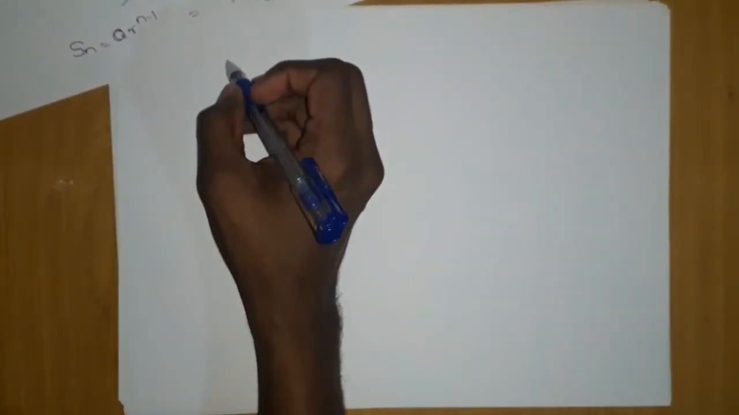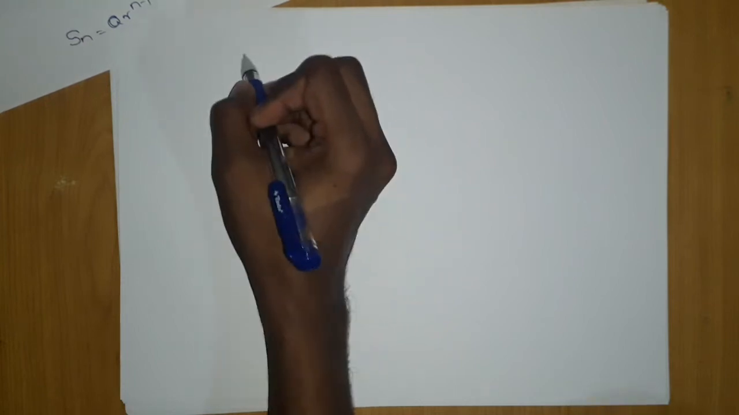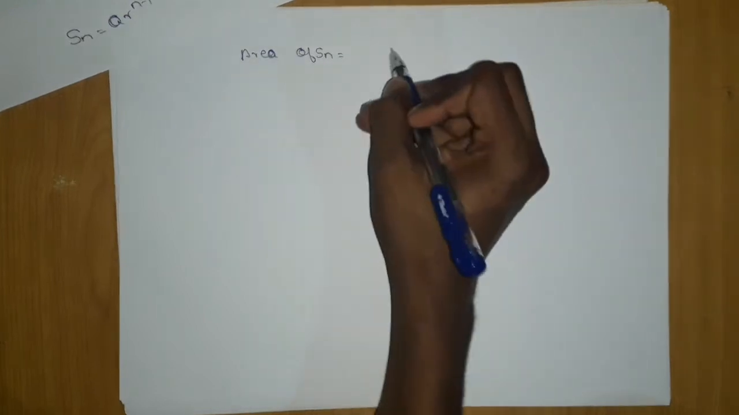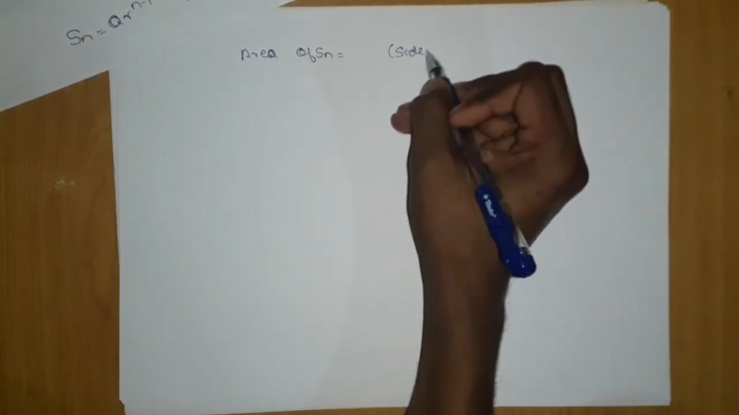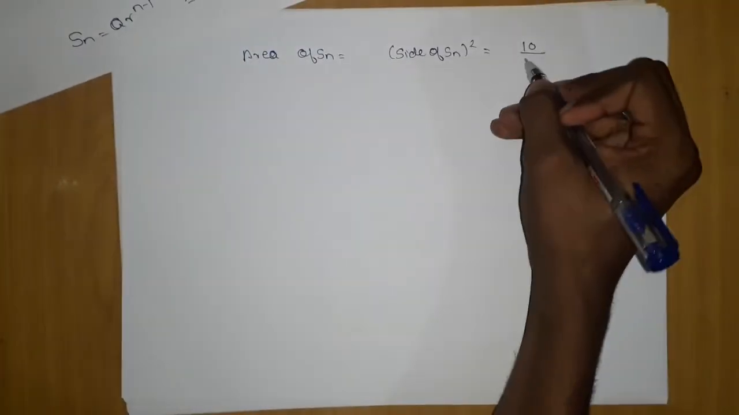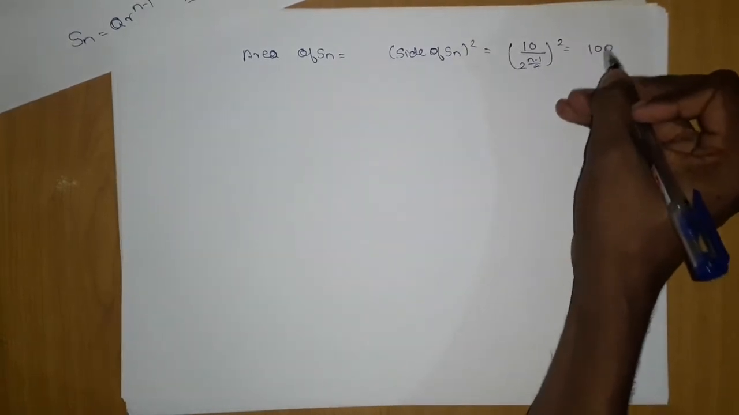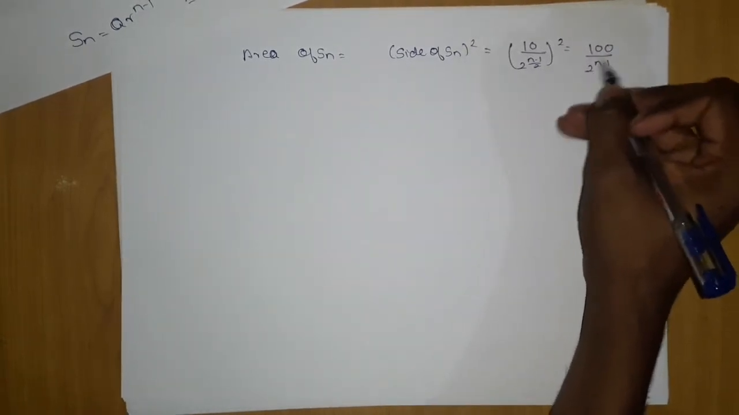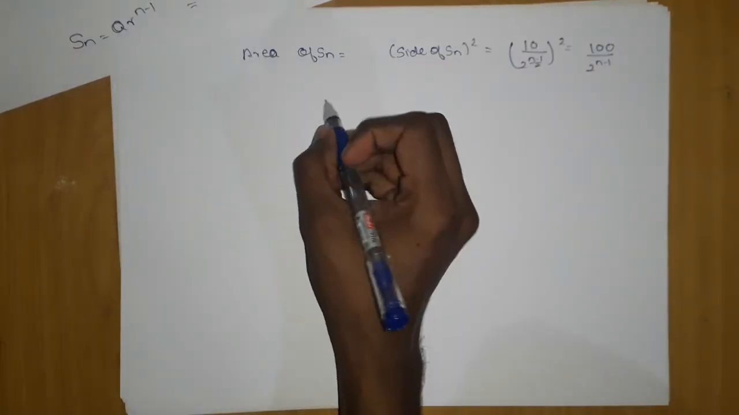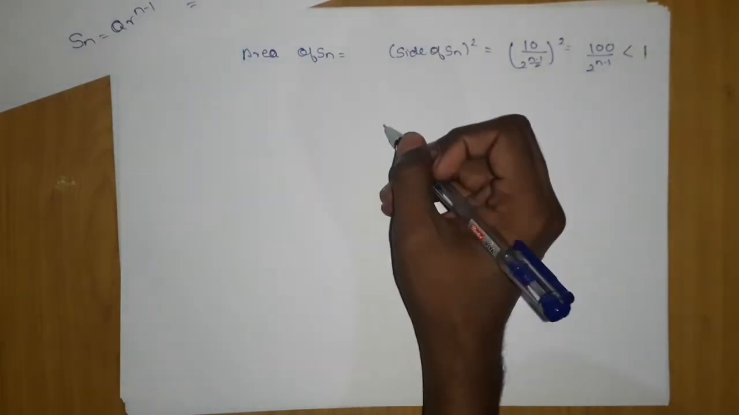Here if you observe, they're telling that the area of Sn is less than 1 square centimeter. The area of Sn will be side square, the side of Sn squared, but we know the Sn side is nothing but 10 upon 2 power n minus 1 by 2, the whole square, which will give me 100 upon 2 power n minus 1. This square will cancel the denominator 2.